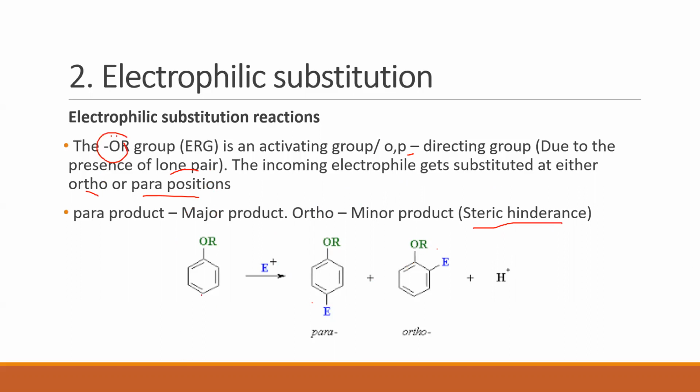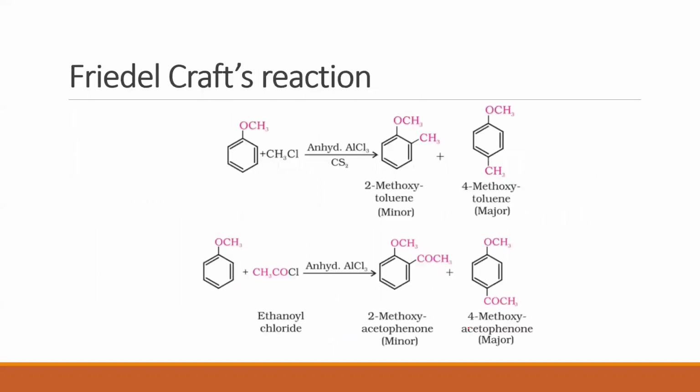So this is the general reaction. If you understand the general reaction, the specific ones become very easy. The electrophile is E plus. This is an ether. Substitution can happen at either the ortho or the para positions, giving us para and ortho products, out of which the para product is the major product and the ortho product is the minor product. Clear? Let's come to the specific cases.